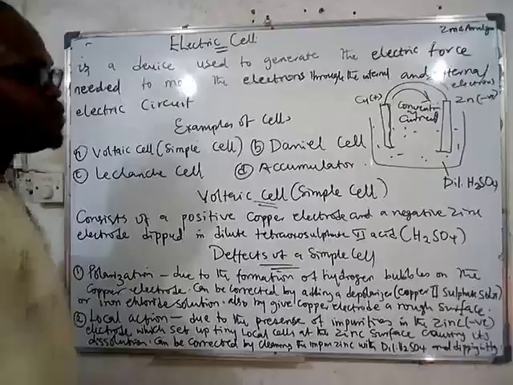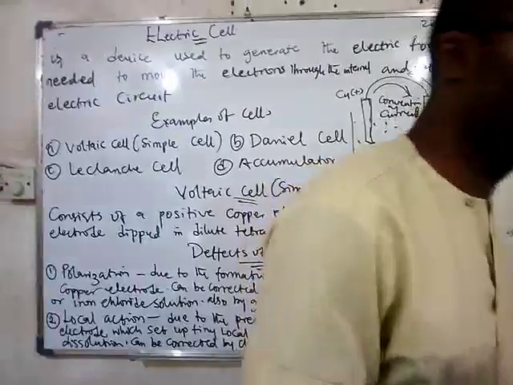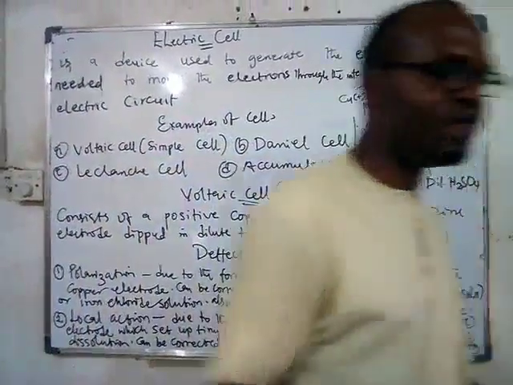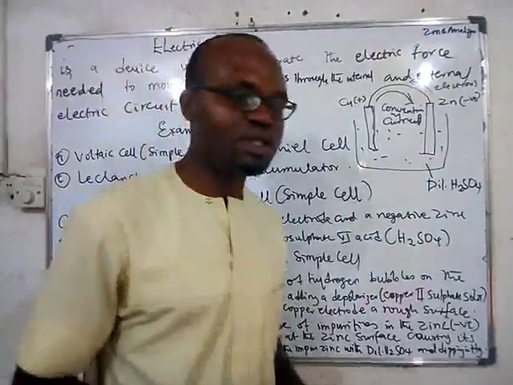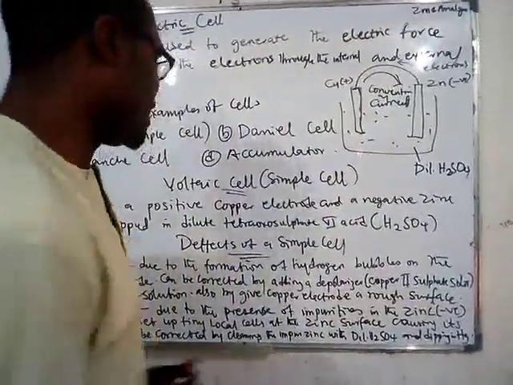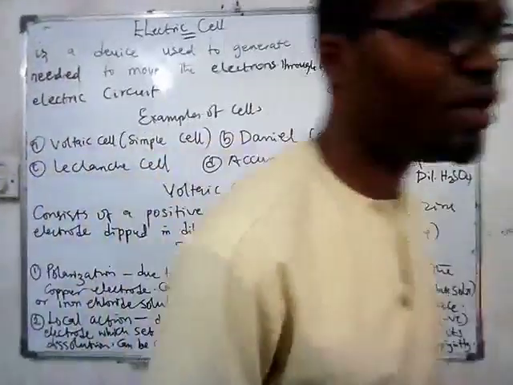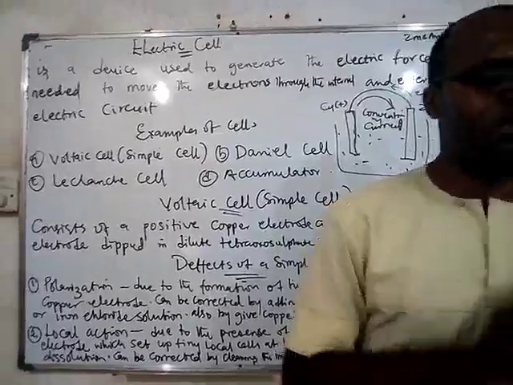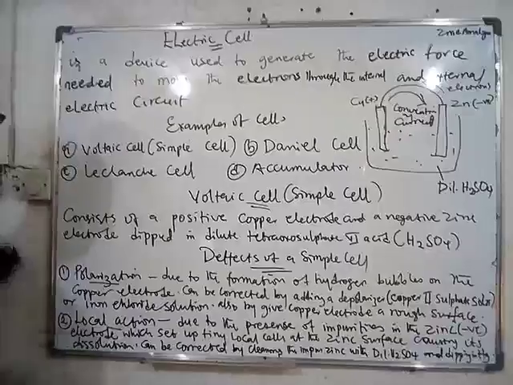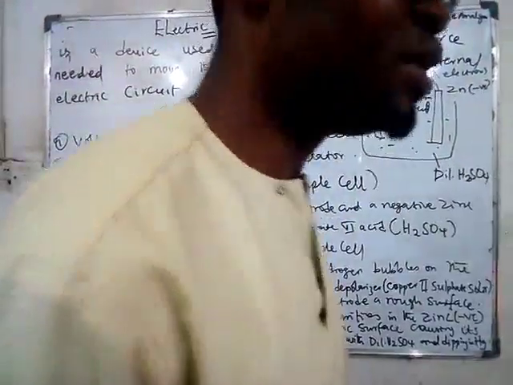Is that clear? Now, there are what we call defects of simple cells. Simple cells, they don't last long. Like the car battery, you see that the battery lasts very long. But simple cells, they don't last long. Why don't they last long? Because they have defects. There are two types of defects of simple cell. We have what we call polarization and local action. They are the two things that make simple cells not last long.